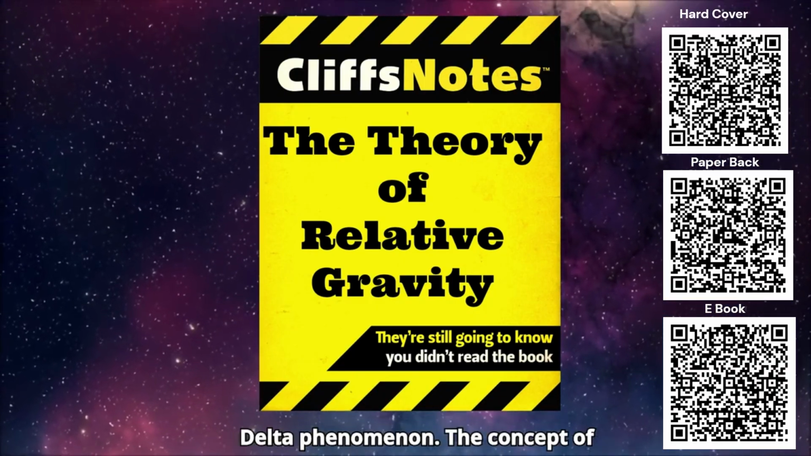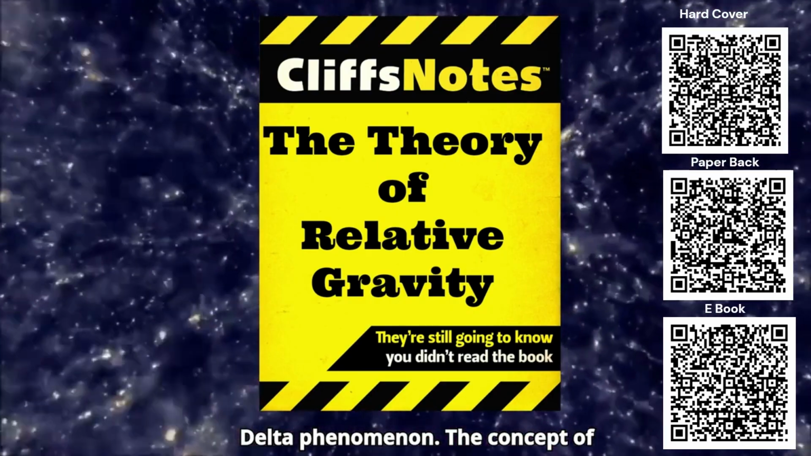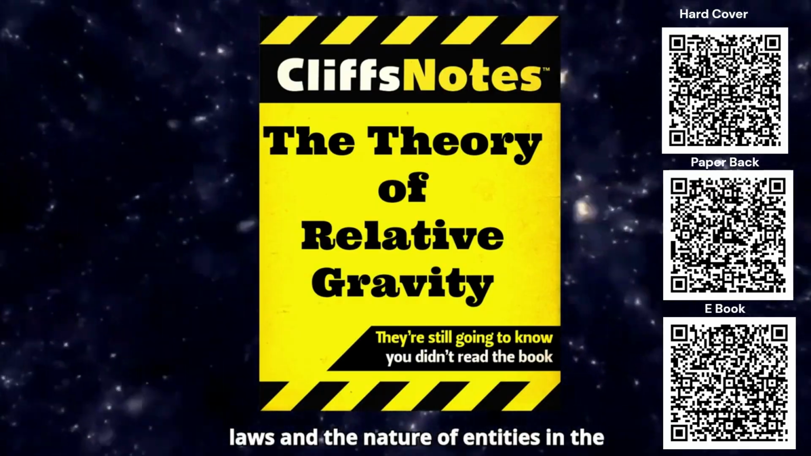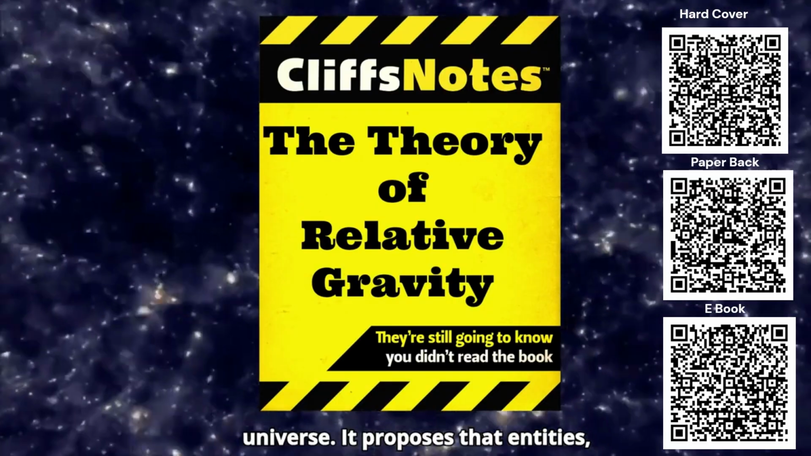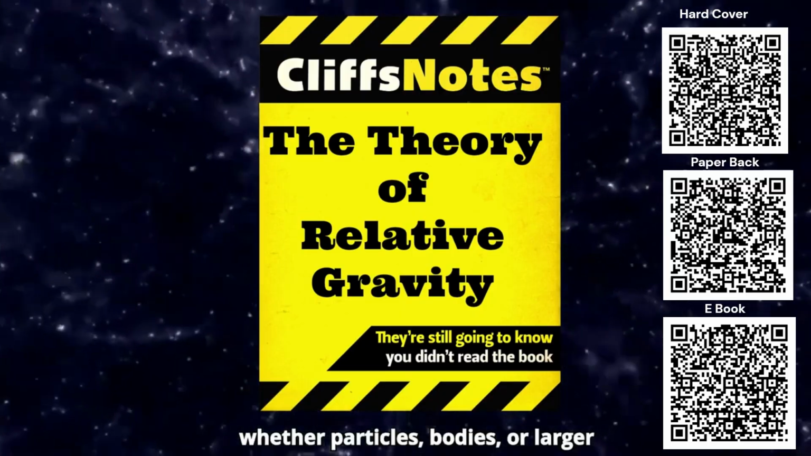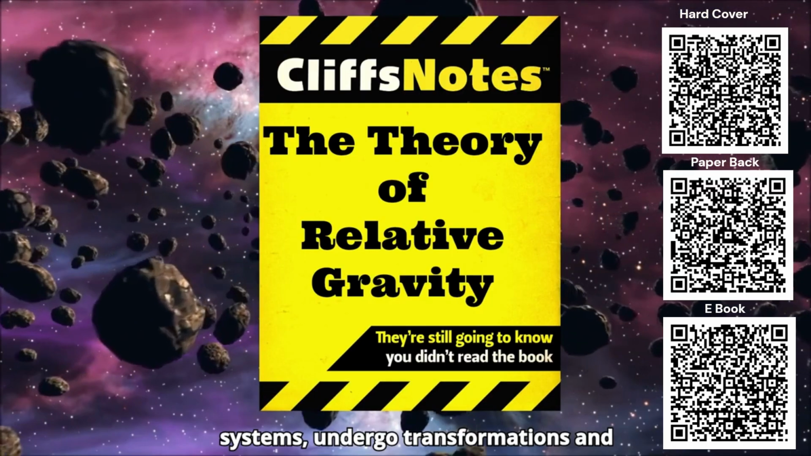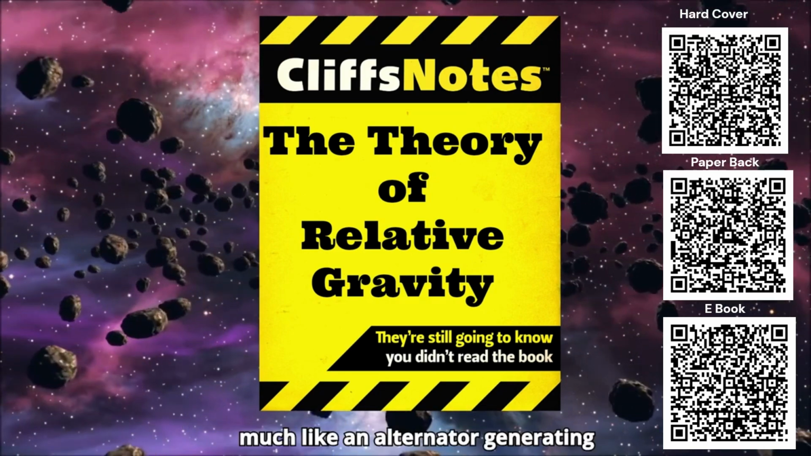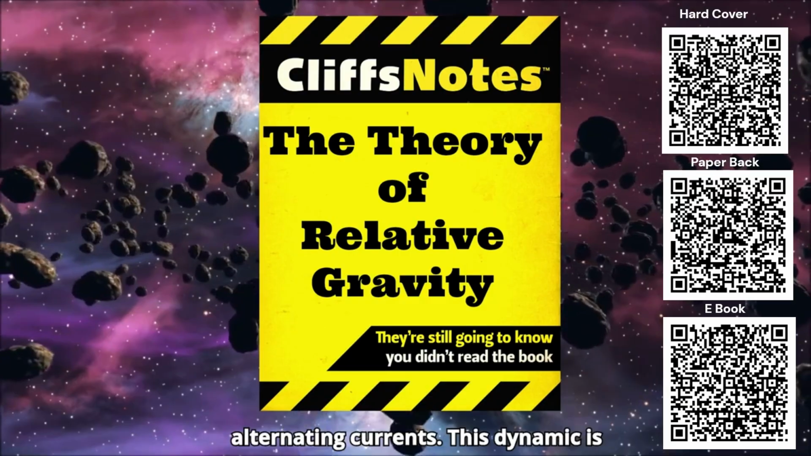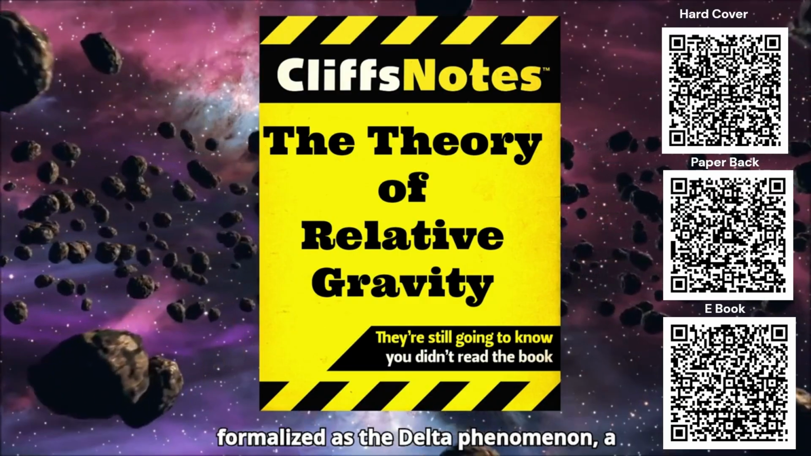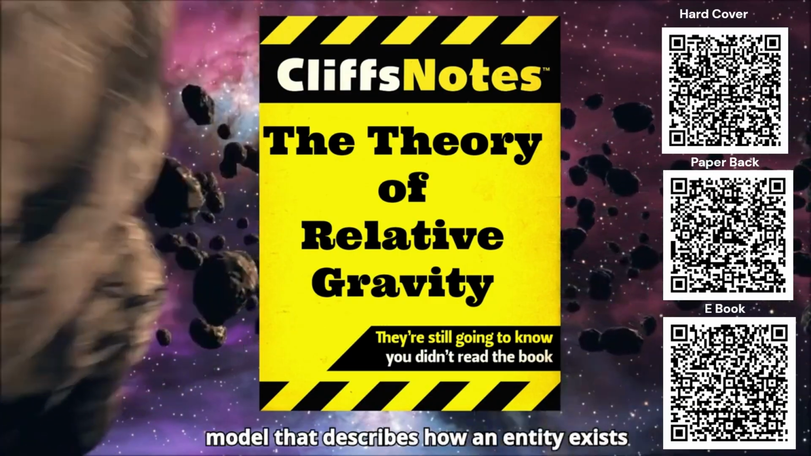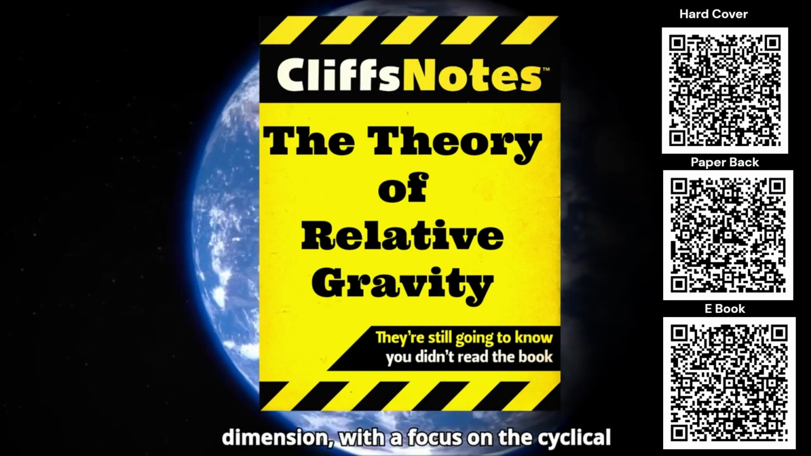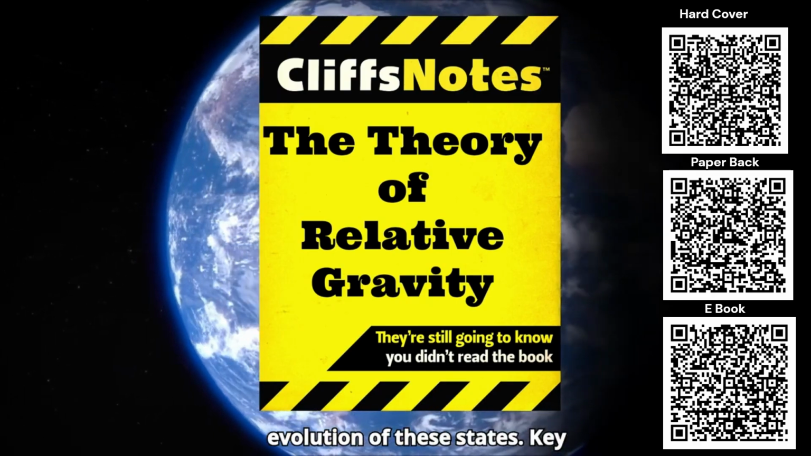Polymorphism and the principles of the delta phenomenon. The concept of polymorphism in this abstract model is applied to the unification of physical laws and the nature of entities in the universe. It proposes that entities, whether particles, bodies, or larger systems, undergo transformations and cycles in ways that preserve and express their properties through varying states, much like an alternator generating alternating currents. This dynamic is formalized as the delta phenomenon, a model that describes how an entity exists across different states, both in time and dimension, with a focus on the cyclical evolution of these states.